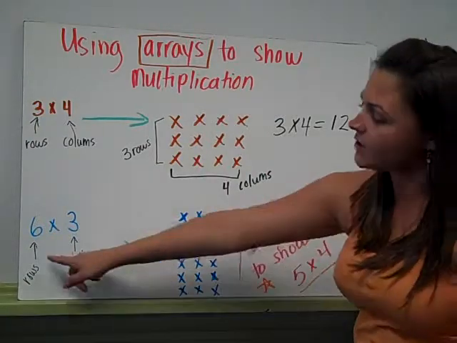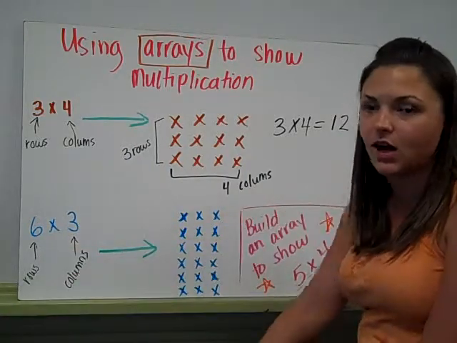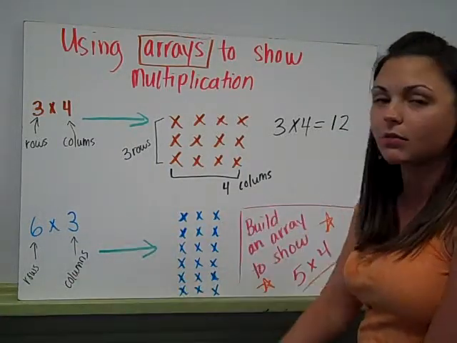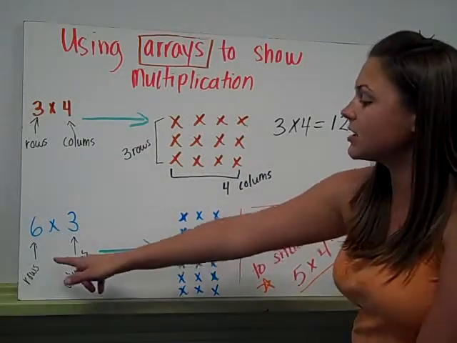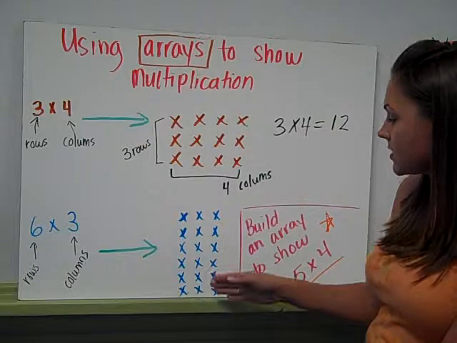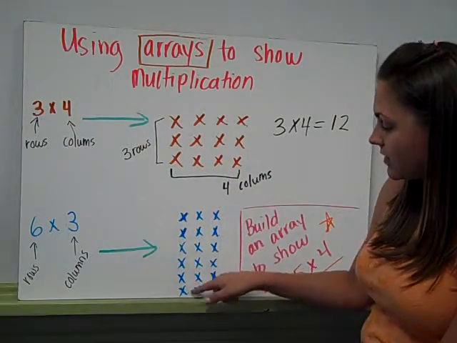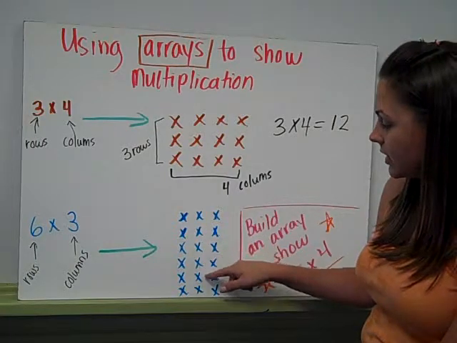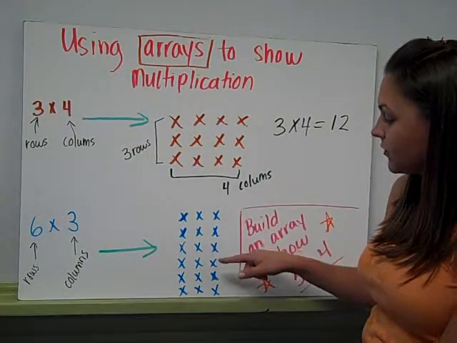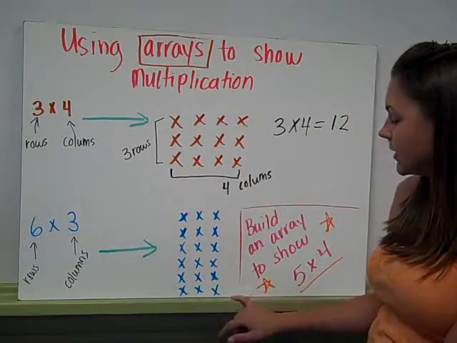For this one, we have 6 times 3. Now, I can say 6 is my rows or 6 is my columns. 3 is my columns, 3 is my rows. Whatever one you choose. I'm going to say 6 rows and 3 columns. So I have 3 columns, and I got 6 rows. 1, 2, 3, 4, 5, 6. 7, 8, 9, 10, 11, 12, 13, 14, 15, 16, 17, 18. So 6 times 3 is 18.